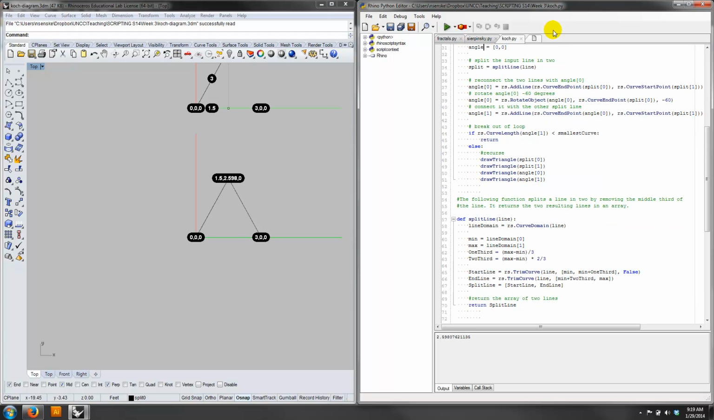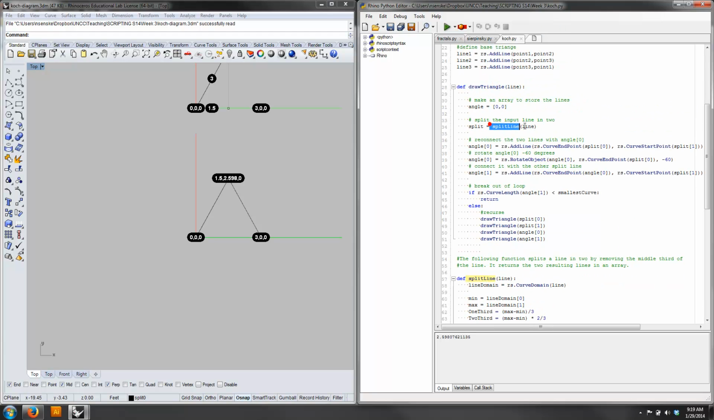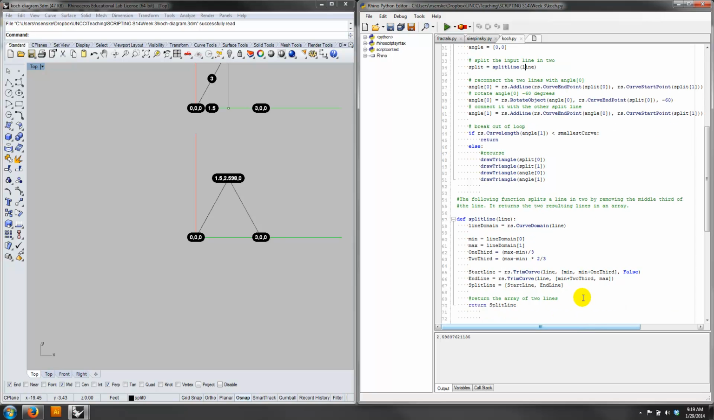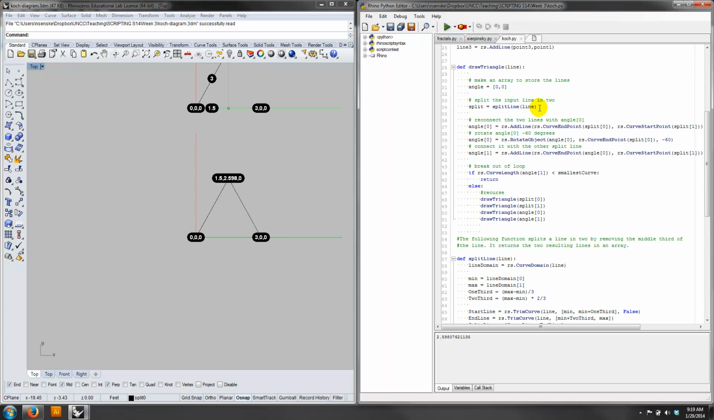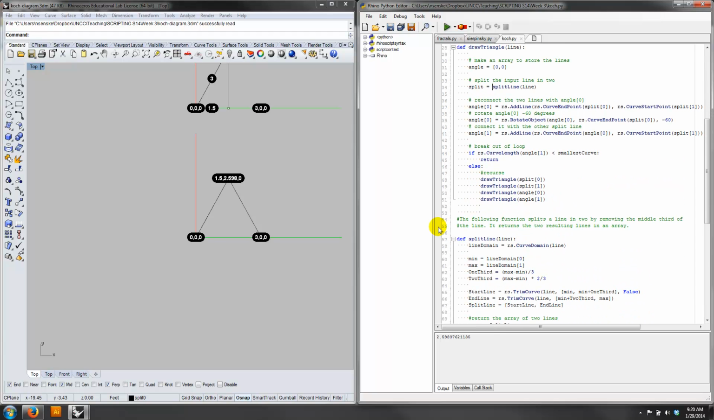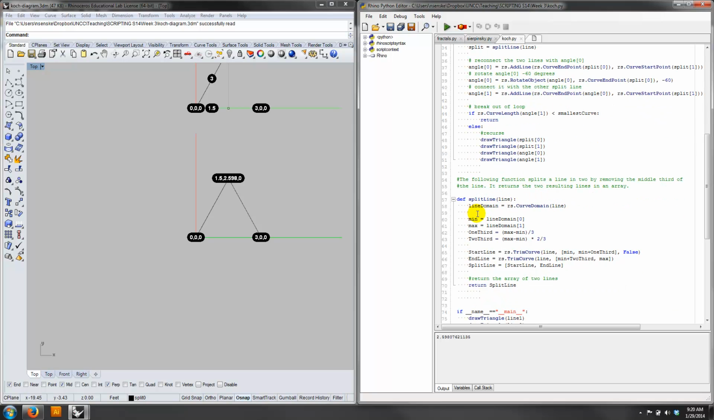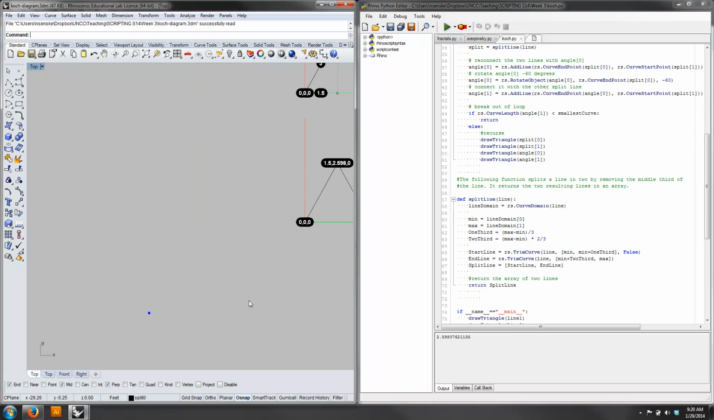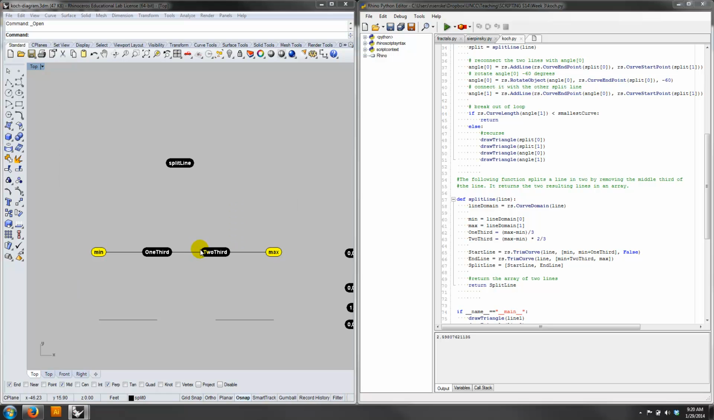called split line, because draw triangle actually calls split line. And this is a pretty common structure in the design of an algorithm. You have a utility that you write as a function because you know that you're going to be calling it pretty frequently. And then that way, in your main algorithm, you can just call it as a simple function. So we've separated that into its own function, and we're calling it split line. So let's take a look first at what split line does. So this is split line.